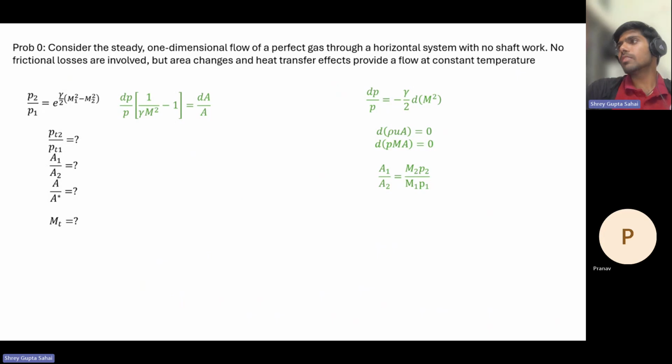So now we know P2 by P1. And now we just need to multiply that expression. That's just this, straightforward. Let me just check if the expressions are fine or not.